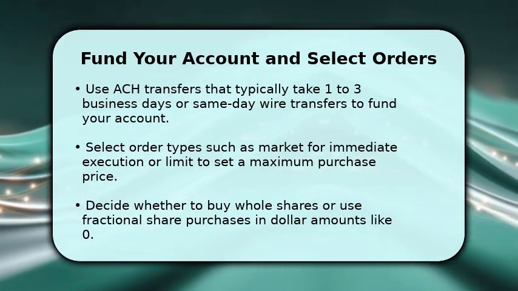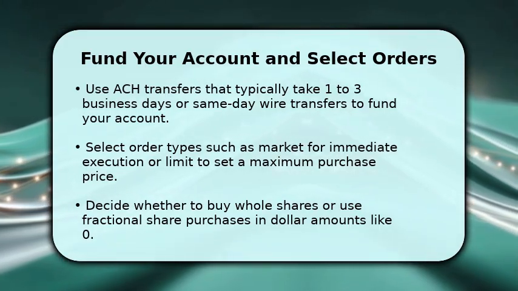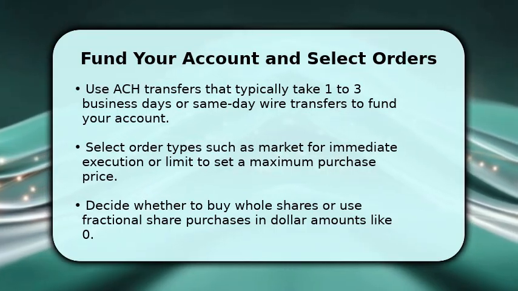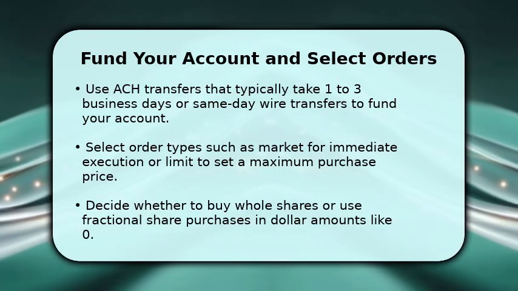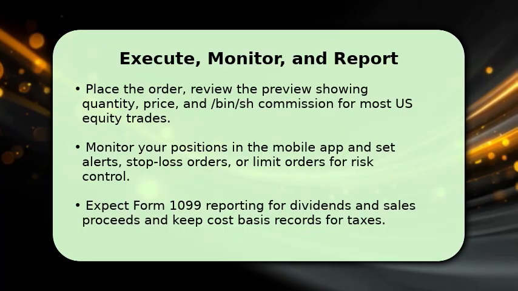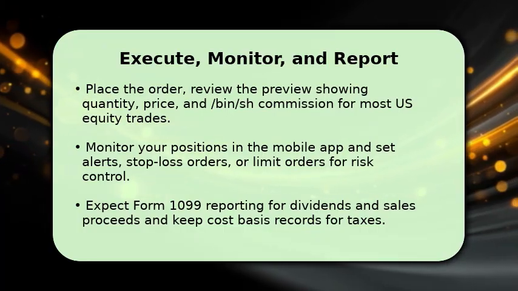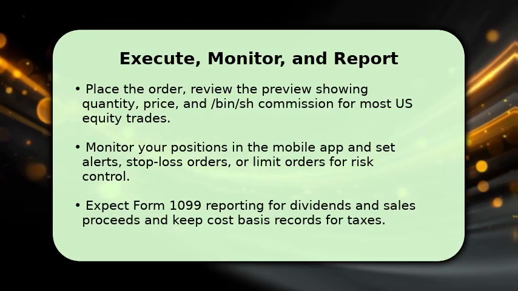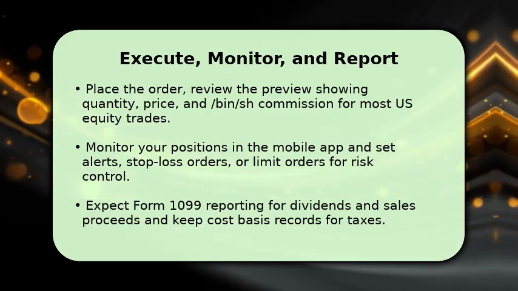Decide whether to buy whole shares or use fractional share purchases in dollar amounts like $5, then confirm the quantity and preview fees. Place the order, review the preview showing quantity, price, and $0 commission for most U.S. equity trades, then submit and note the execution time and price.